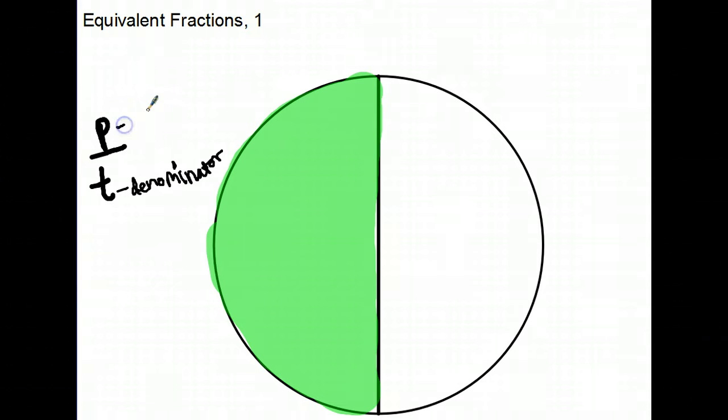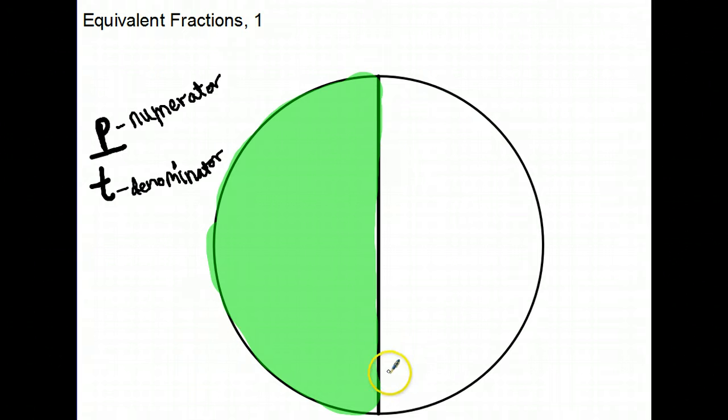The top part is the numerator. And the numerator can tell you lots of different things. It can tell you the number of parts, let's say, of this pie, this circle that I have. It can tell you the number of parts that are shaded. It can tell you the number of parts that are unshaded, missing, filled in, however you want to look at it.